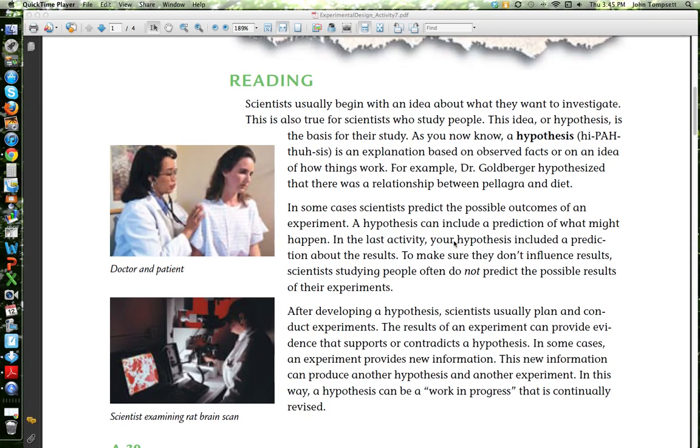Scientists usually begin with an idea about what they want to investigate. This is also true for scientists who study people. This idea or hypothesis is the basis for their study. As you now know, a hypothesis is an explanation based on observed facts or an idea of how things work. For example, Dr. Goldberger hypothesized that there was a relationship between pellagra and diet.